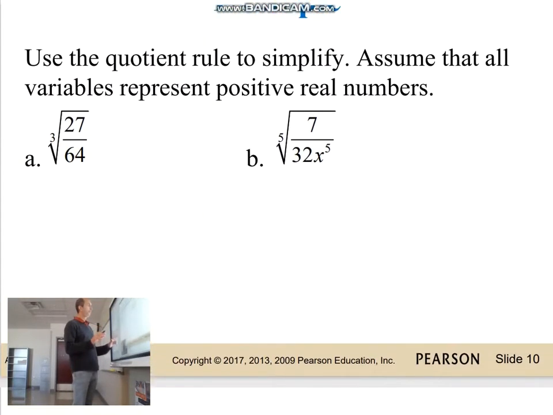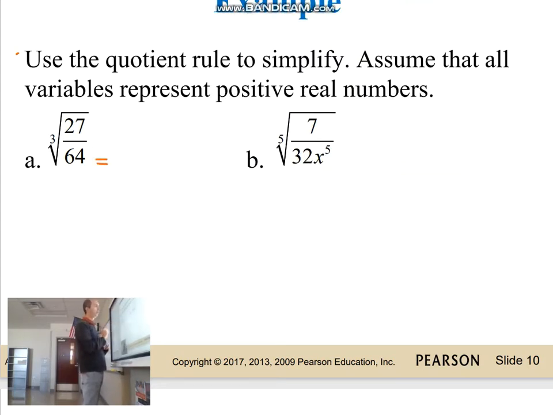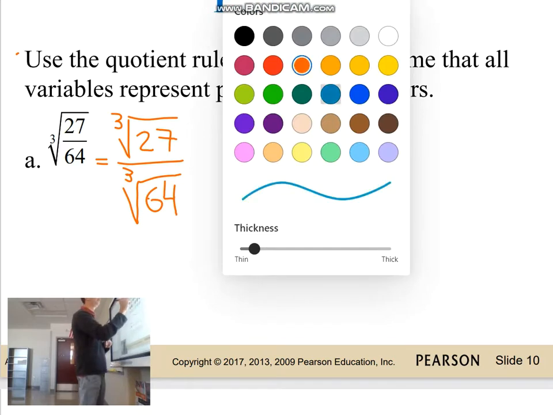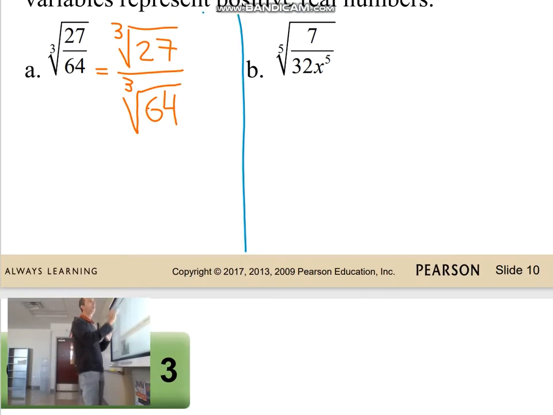And let's work on a few more examples. Let's say now we have cube root of 27 over 64. So we can apply the quotient rule. This is cube root of 27 over cube root of 64. Okay, and let me just divide this and use this side of the screen to solve letter A.